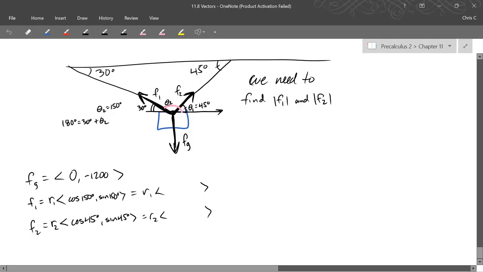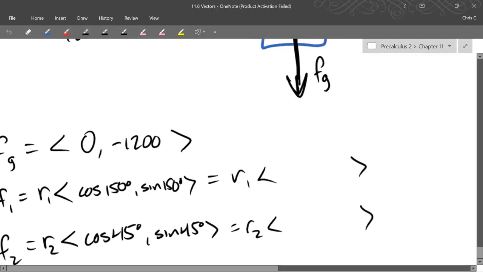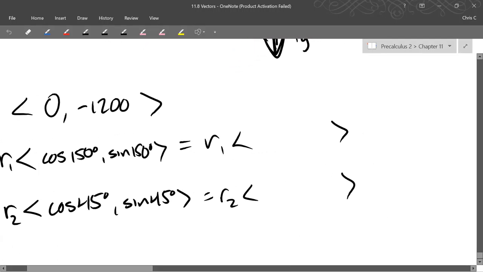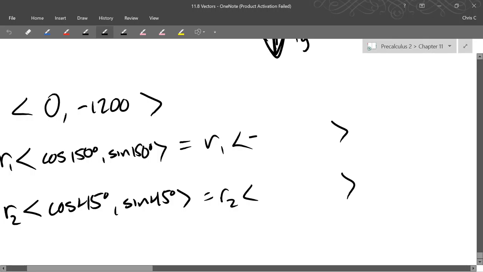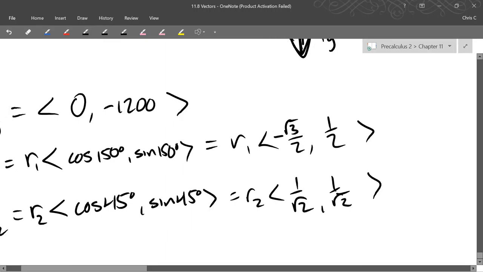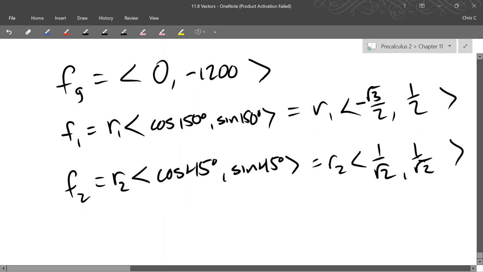And we laid out the vectors. We're just going to write the actual coordinates for cosine and sine of these numbers. So cos 150, negative something, is that negative square root 3 over 2? Comma, sine 150 should be 1 half. Cos 45, sine 45, those are easy. 1 over square root 2, 1 over square root 2. So now we have the gravity force and both of the forces in the ropes, or cables, or whatever we call them.